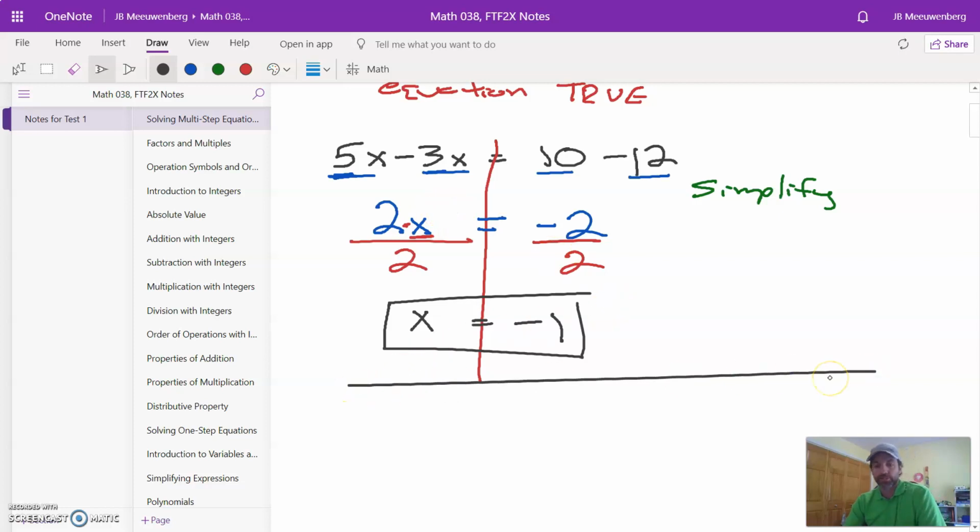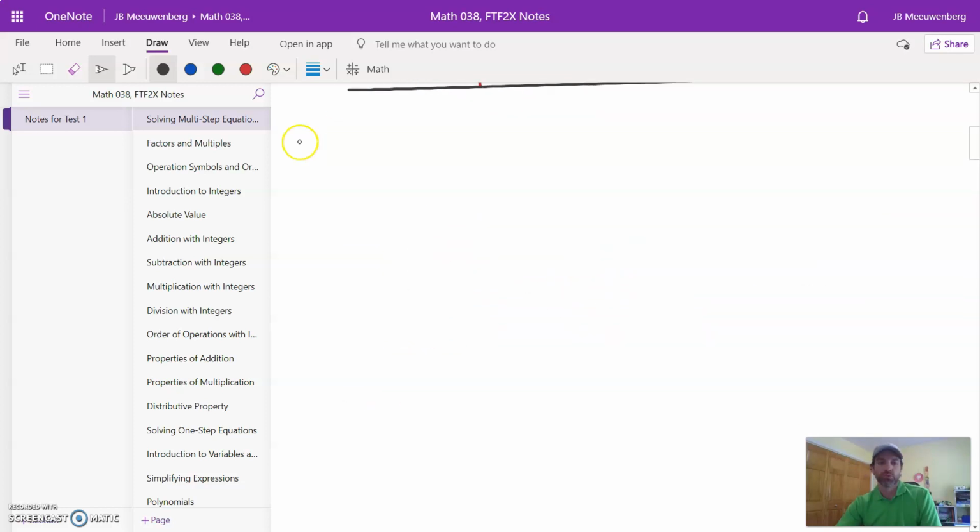All right, let's try another one. So 2 parentheses x plus 3 parentheses minus 6 equals 8.